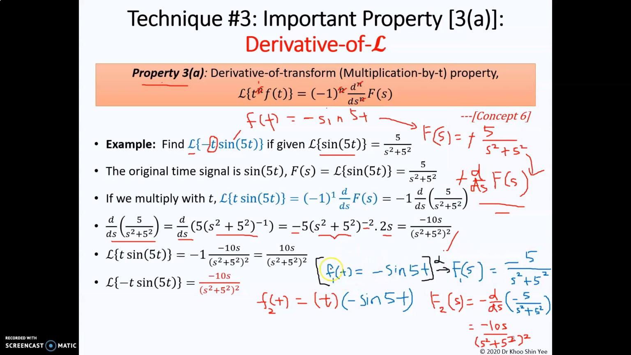So when you multiply the first function with t, then we can apply the property here. When you multiply t in the time domain, it is equal to negative d over ds in the Laplace domain. So after you do the calculation, you obtain this result, and this is the Laplace transform result for your t negative sine pi t.